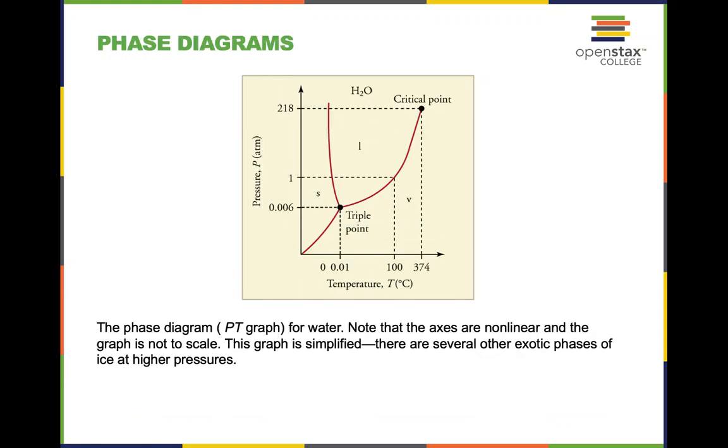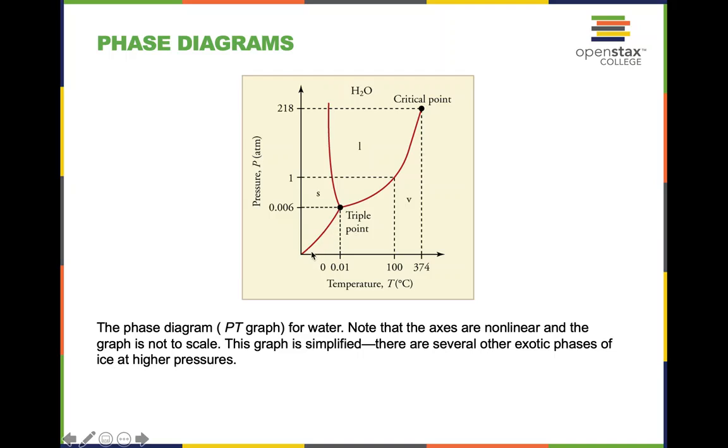So here we're going to go over the triple point, which is on the phase diagram, the PT graph, pressure versus temperature. For water, note that the axes are nonlinear and that the graph is not to scale. The graph is simplified. There are several other exotic phases of ice at higher pressures.